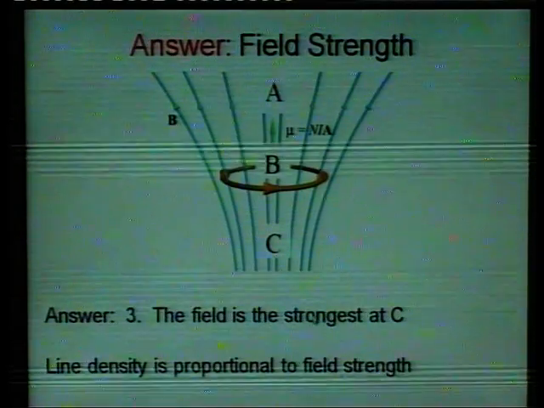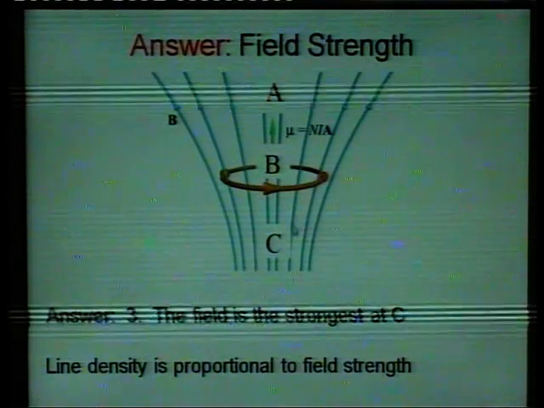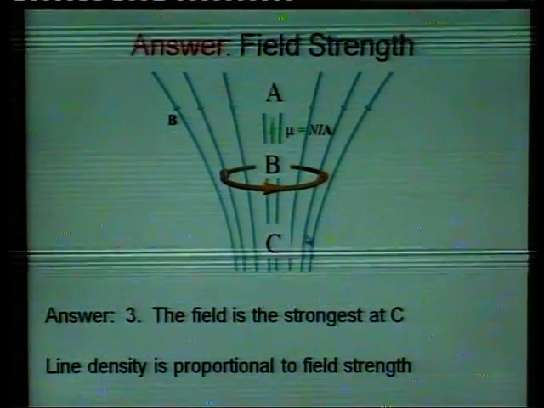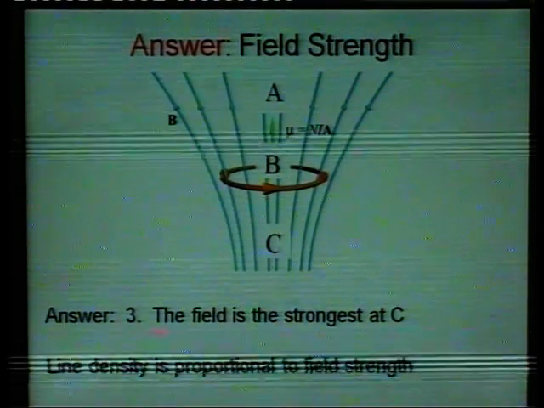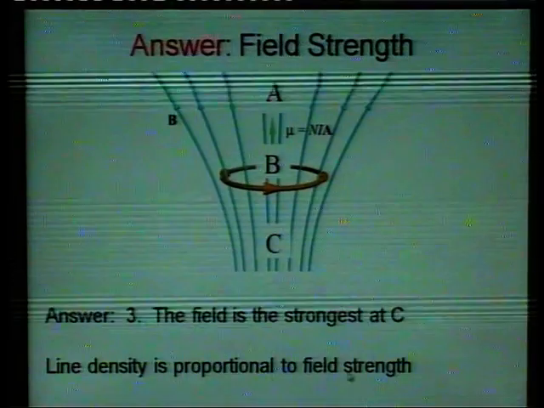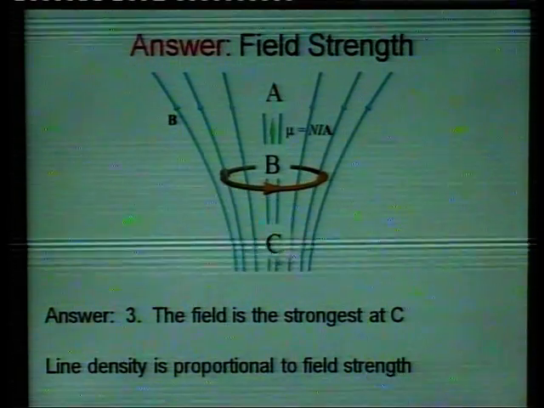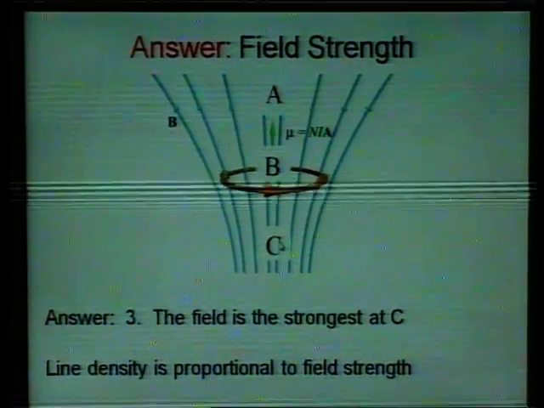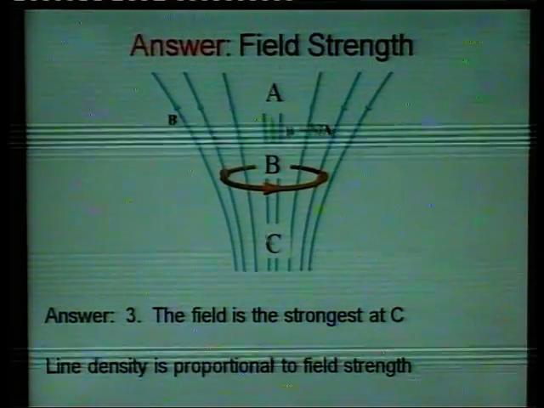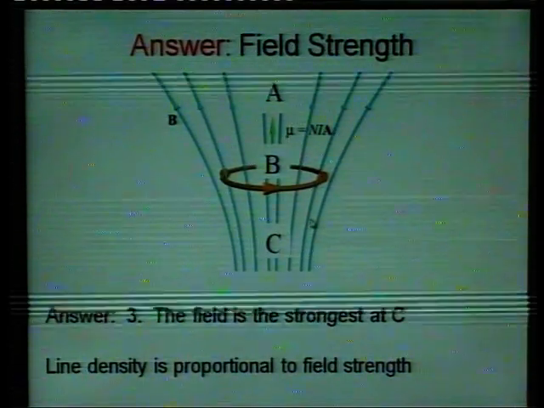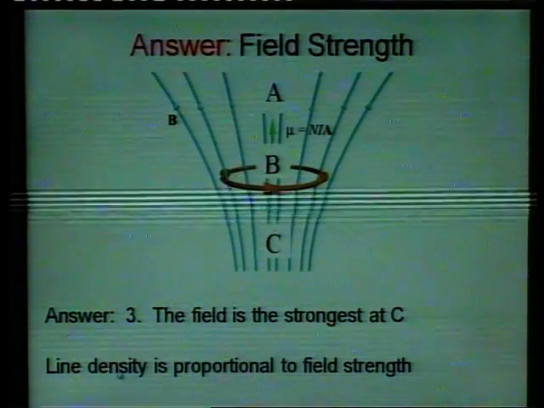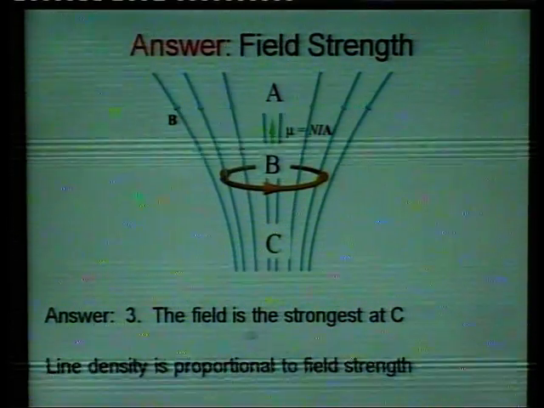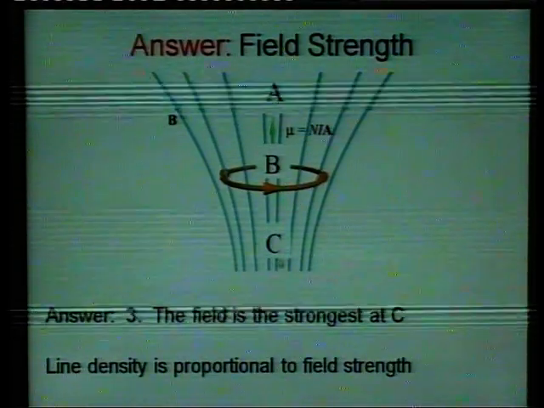The field is strongest at C, because the concentration of magnetic lines of force is maximum here. Line density is proportional to the field strength. We also define this quantity as flux. Magnetic flux is the number of magnetic lines of force crossing an area. Since it is visible that flux or line density is more here, the field is strongest at C.